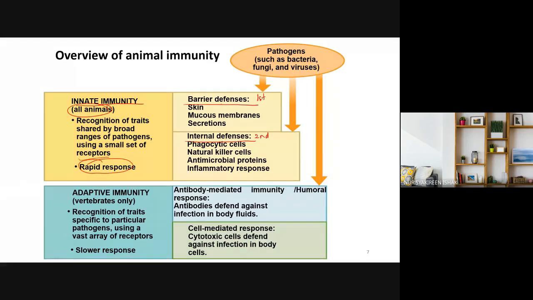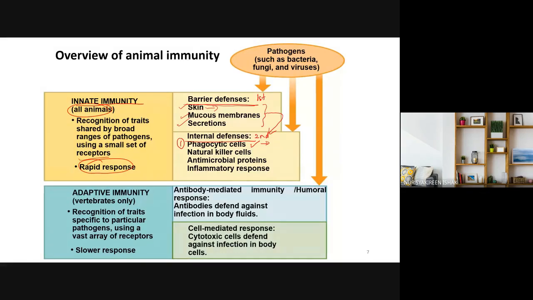Okay, so for first line defense or barrier defenses is the skin. Tadi saya cakap skin, contohnya pH dia acidic, it can produce sweat, can oil for example. So this prevents the entrance of pathogen into your body. And then you have mucous membranes, and also secretion from the mucous membranes. So these are first line defense. If the pathogen managed to penetrate first line defense, it encounters the second line defense. So second line defense ada 4. Satu adalah phagocytic cell. Contohnya kita ada neutrophil, kita ada eosinophil, kita ada macrophage contohnya.